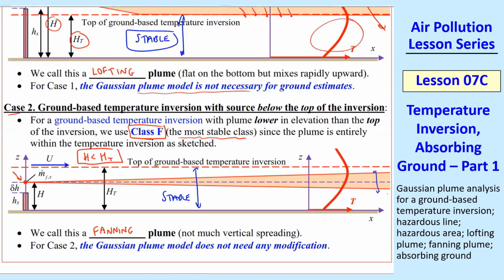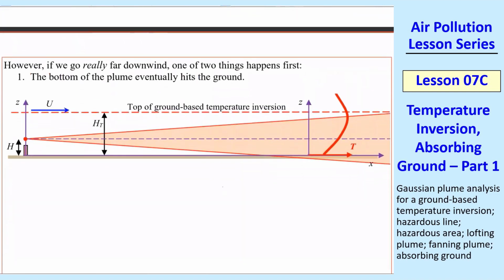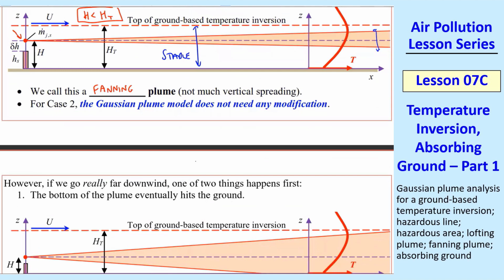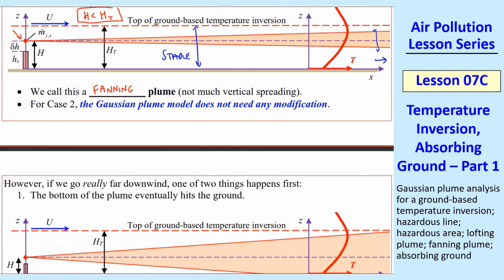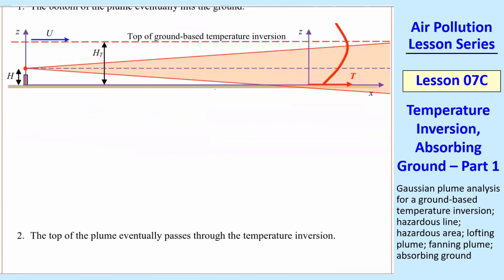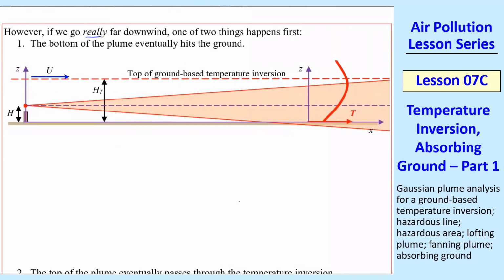We don't have to worry about it, but we can apply our equations and see if it ever does hit the ground and cause any hazardous area. Think about this case where we go really far downstream. So we go downwind in the X direction, really far. And one of two things happens first. Number one, the bottom of the plume will eventually hit the ground. Or number two, the top of the plume eventually passes through the temperature inversion. So let's consider the first case.